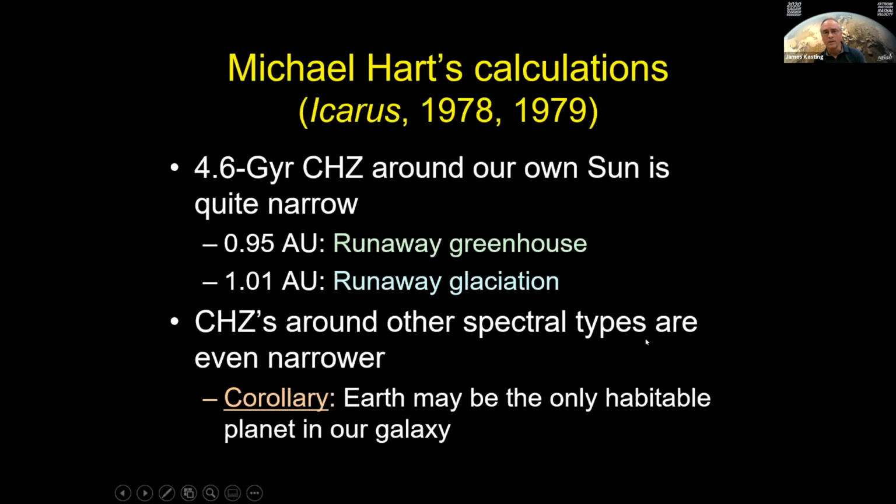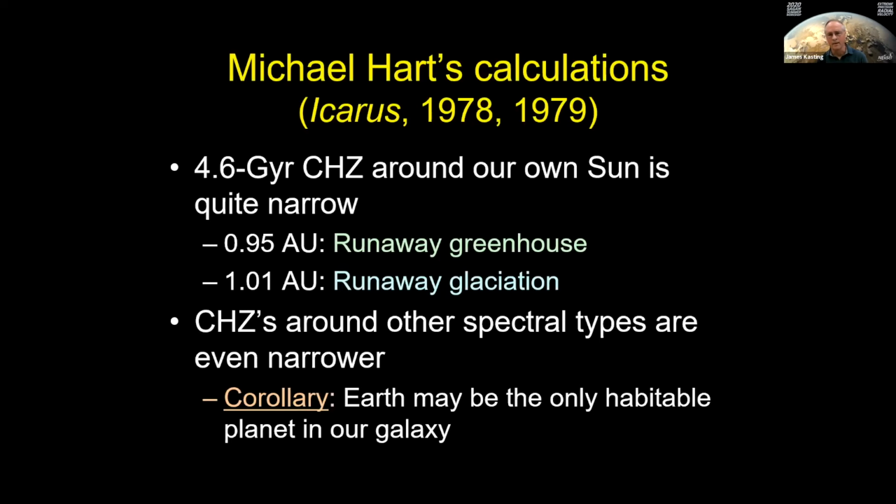What were Hart's conclusions? In the 1978 paper, he built a model and used it to estimate the width of the habitable zone around the sun. He concluded that the 4.6 billion year continuously habitable zone around our own sun is quite narrow. The inner limit in his model was 0.95 AU, where the planet would experience a runaway greenhouse, and the outer limit was at 1.01 AU, where the planet experienced runaway glaciation. So just barely beyond where the Earth is today.